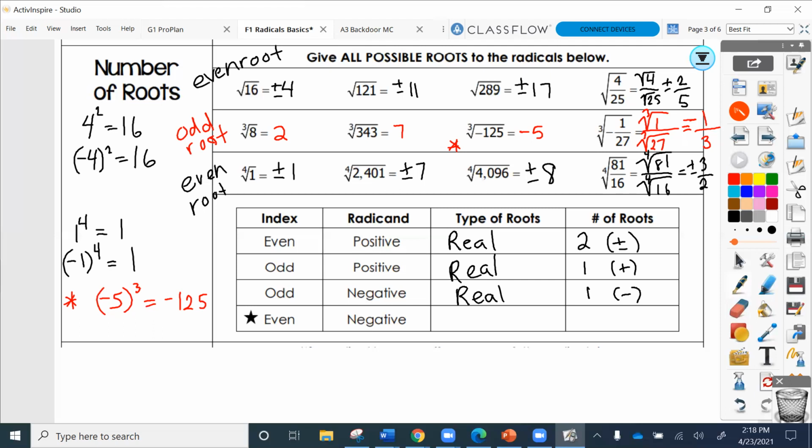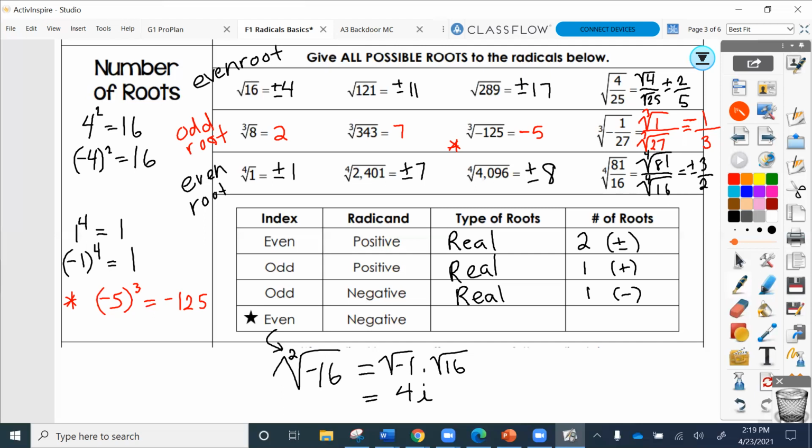Now, if you take the even root of a negative number, let's say this is the square root, which is an even square root, and we'll just put the index here so you understand it's even. The square root of negative 16. Well, you guys know from our study of imaginary numbers that this can be simplified to the square root of negative 1 times the square root of 16, which is equal to 4i.